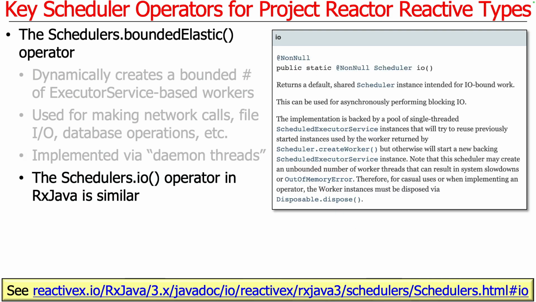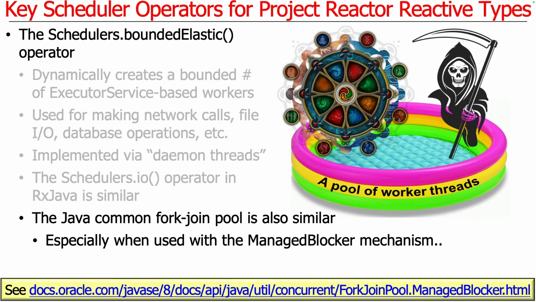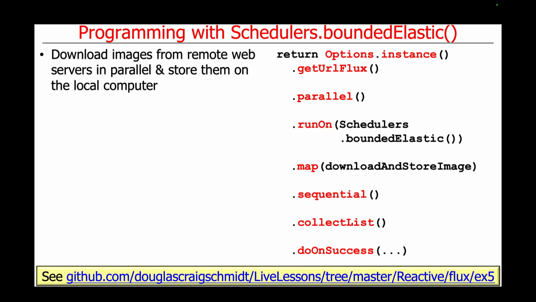There's an operator in RxJava called Schedulers.io, which is very similar. It's also intended for blocking operations. And the Java common fork join pool is also very similar, especially when you use it in conjunction with managed blocking, which is a feature that's available with the common fork join pool. So let's now take a look at how to program with the bounded elastic scheduler.